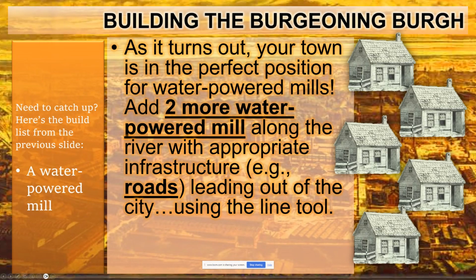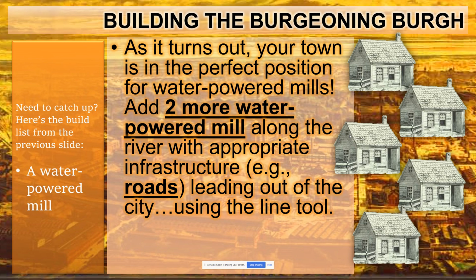So it turns out your town is in perfect position for a water-powered mill. In fact, they could take more. So go ahead and add 2 more water-powered mills along the river with the appropriate infrastructure. Now you need to add some roads, and particularly roads that lead out of the cities. So some sort of road that is going to allow you to, in the end, move to one of the edges of the space that you have here.